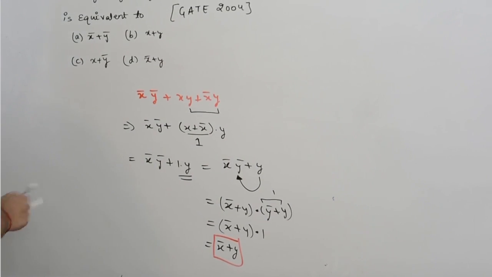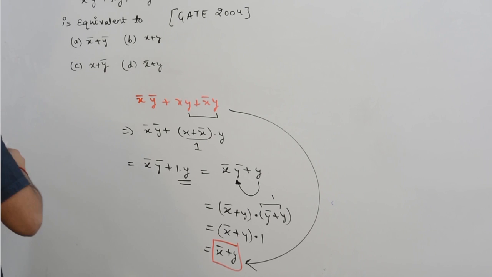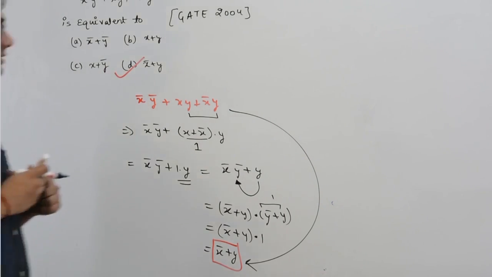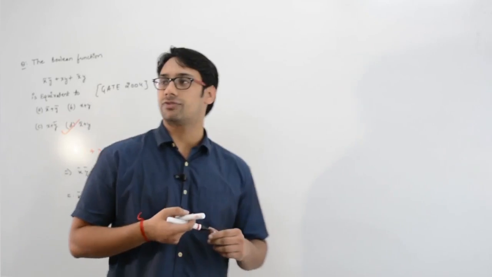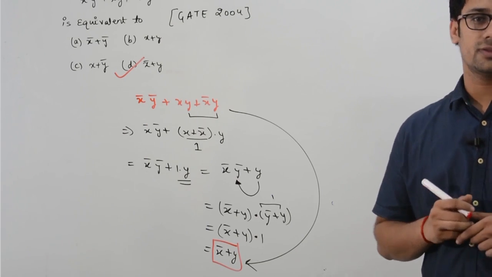So this whole expression can be written as x complement plus y, which is option number D here. So option number D is correct. So this is a very simple question which was asked in GATE 2004. Now let us take more examples of this kind of simple questions.